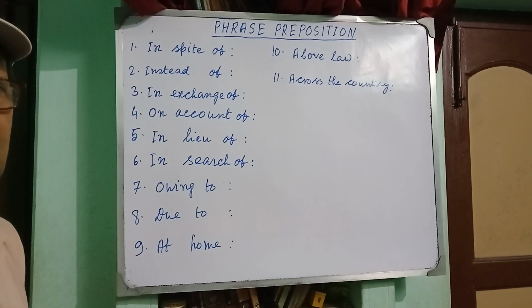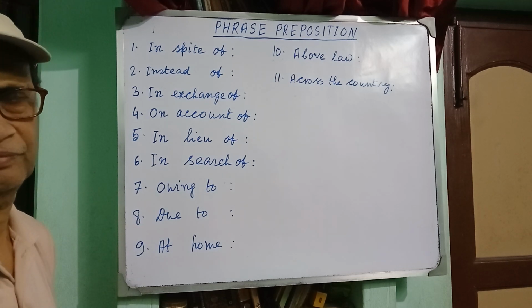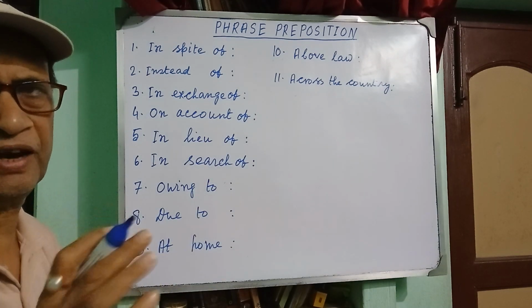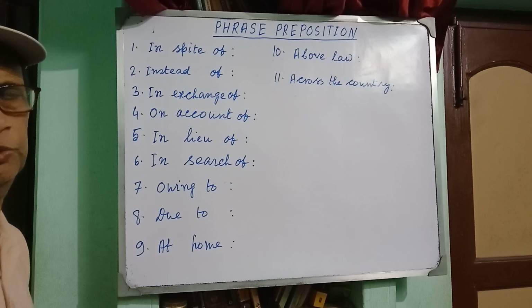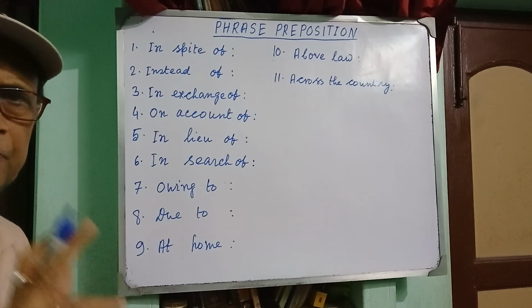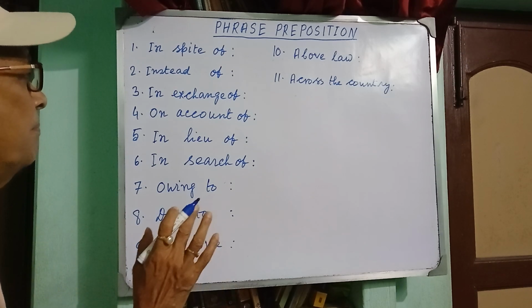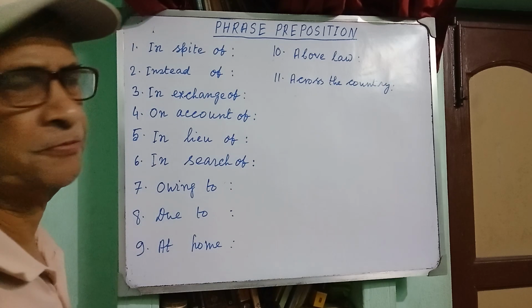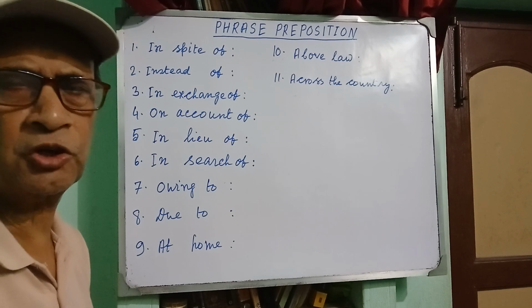Tonight, I have appeared before you with a new topic, that is phrase preposition or prepositional phrase. You can remember that I have already discussed with you two important topics, preposition of time and preposition of place. And tonight, I have selected or picked up 11 phrases consisting of preposition. And this is called prepositional phrase.